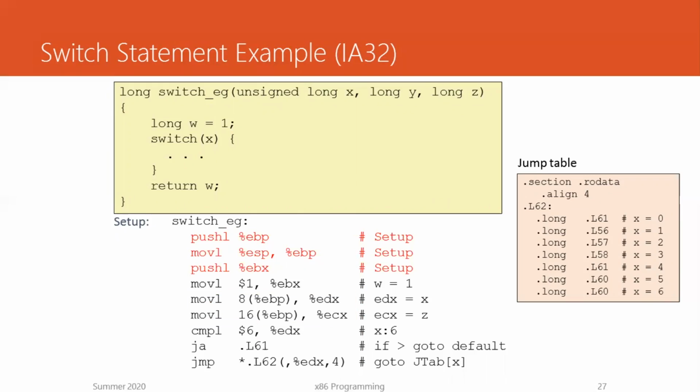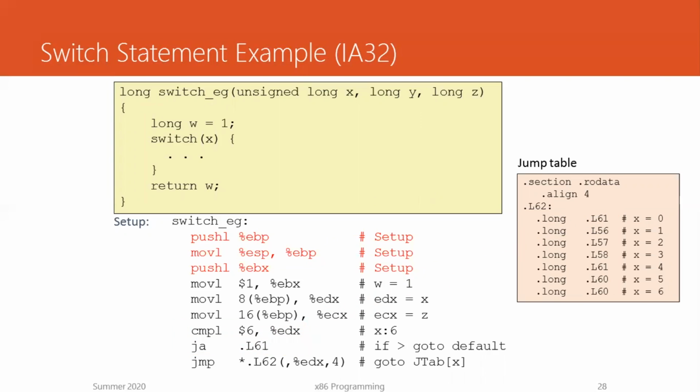We then compare the value 6 with EDX that contains the value of X. And why compare with 6? Because the maximum case value is 6 in our example. And recall that the compare instruction sets certain condition codes in the program status word that are used to implement control related logic. The compare instruction is used in a pair with a variety of jump instructions to implement different control flow logic. Here we use the direct jump, that is a jump above instruction that jumps to the default case labeled .L61 in case the value is above 6, that is greater than 6.